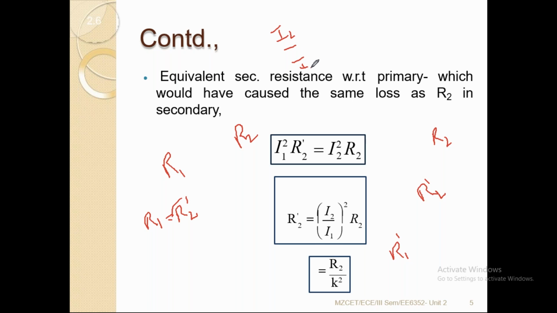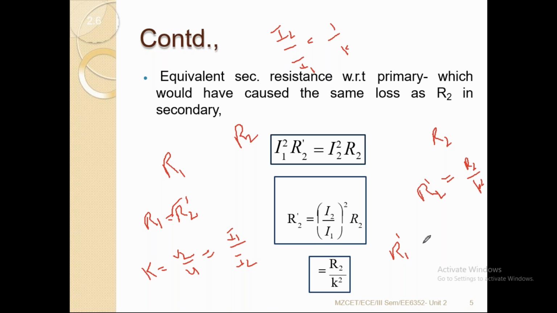How can we represent this equation in terms of transformation ratio? 1 by K. How? Already you know the value of transformation ratio, right? K is equal to V2 by V1 equals I1 by I2, right? Now we need I2 by I1, so you will get 1 by K. So here 1 by K square you will get. So R2 dash is equal to R2 divided by K square. It means that when secondary resistance is shifted to the primary, it is denoted by R2 dash and its value is given by R2 divided by K square.